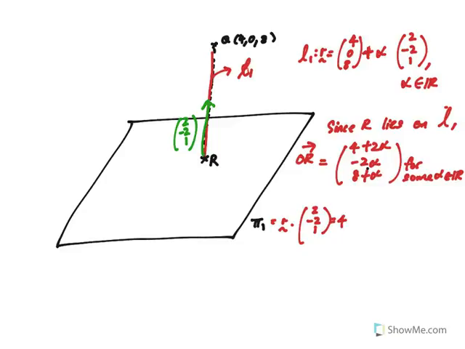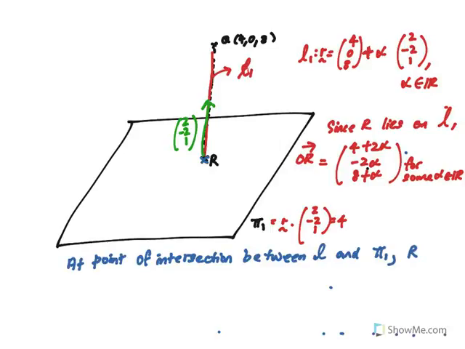At the same time, OR also lies on the plane, so it also satisfies the equation of the plane. So what we do is substitute the equation of the line into the plane, and we solve them simultaneously. At this point of intersection, OR satisfies both the equation of the line and the equation of the plane.